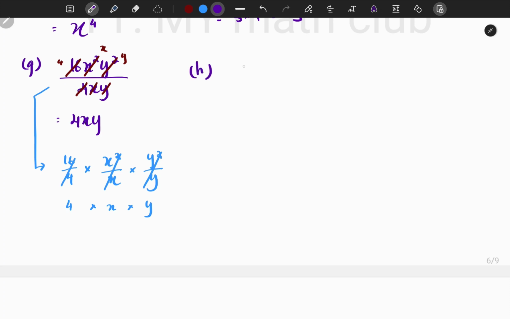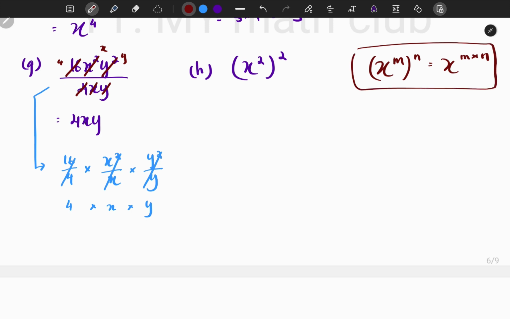Question H. X squared raised by the power of 2. This is the other rule, where you multiply the powers when a number raised by a power is raised again by another power. So if you multiply 2 times 2, you get 4. Your final answer should be x to the power of 4.